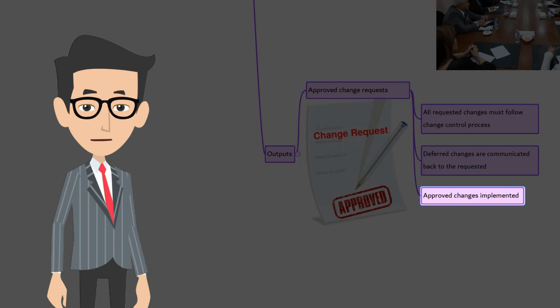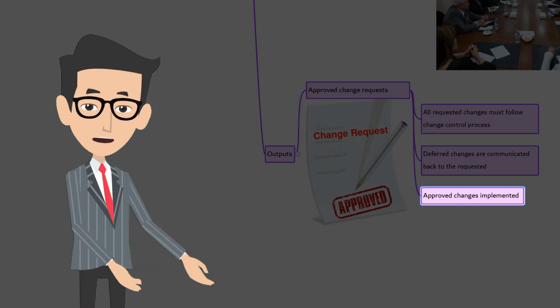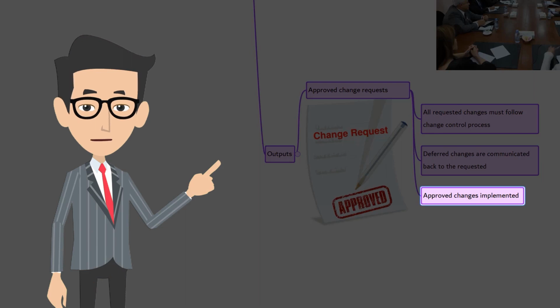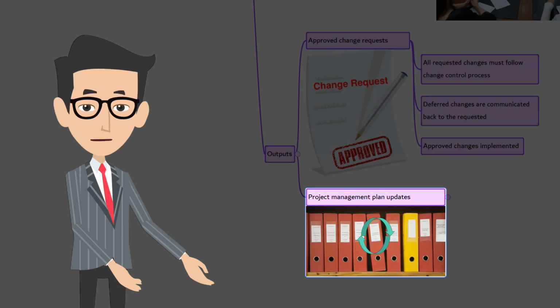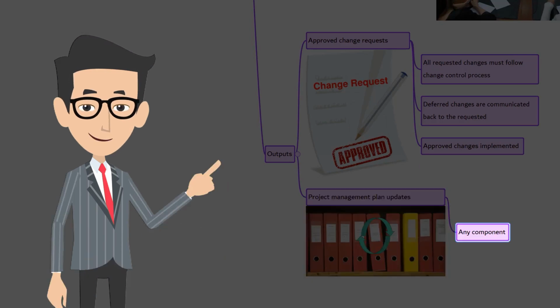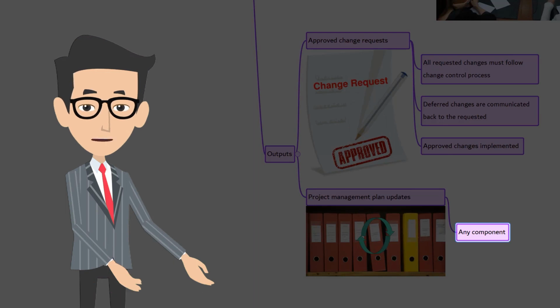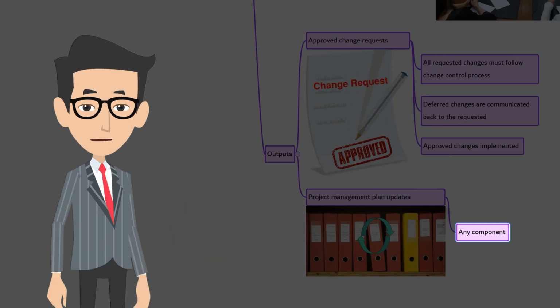Approved changes must be implemented in the project. Re-baseline respective documents such as scope baseline, schedule baseline, and cost baseline. The next is project management plan updates. Any formally controlled component of the project management plan may be changed as a result of this process.